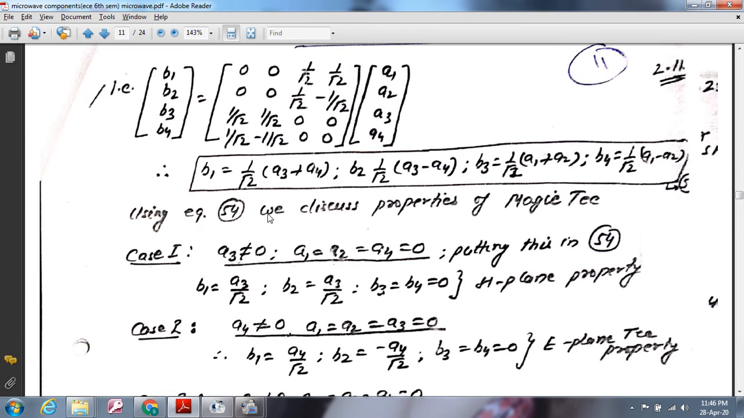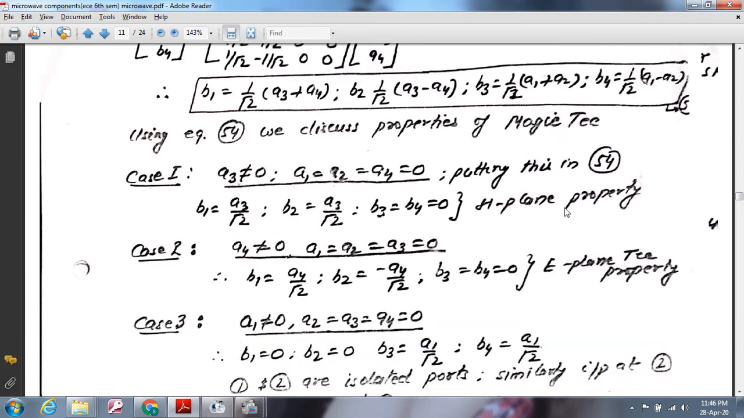Now using equation 54, we will discuss properties of magic T. Now we will take the different cases, different inputs, and see the various outputs corresponding to each and every input. Now take case 1. In this case 1, we are assuming we are applying our microwave source at port number 3, and the rest, port number 1, 2 and 4, are not having any input, meaning a1, a2 and a4 are all 0 except a3, which is non-zero, which is having some input.